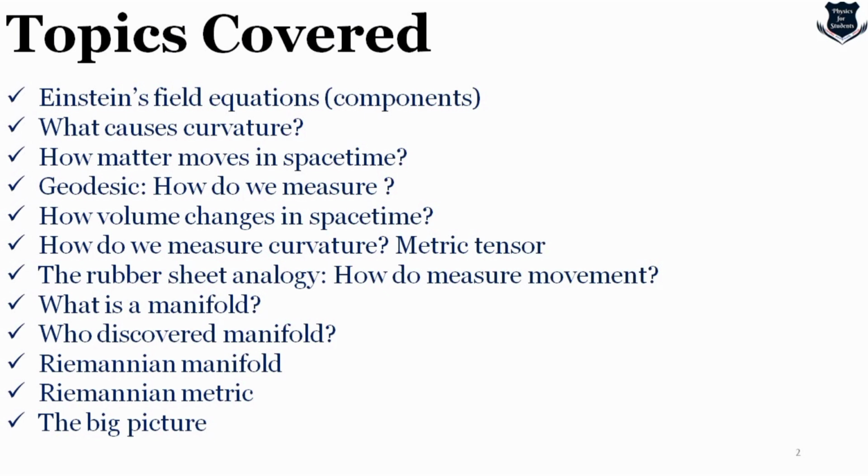We are next going to look into how we measure curvature through metric tensor, what the rubber sheet analogy is called, and how we measure movement, what is the manifold, which is an important aspect of general relativity, who discovered manifold, Riemannian manifold, what is a Riemannian metric, and finally, we will place it all in the big picture.